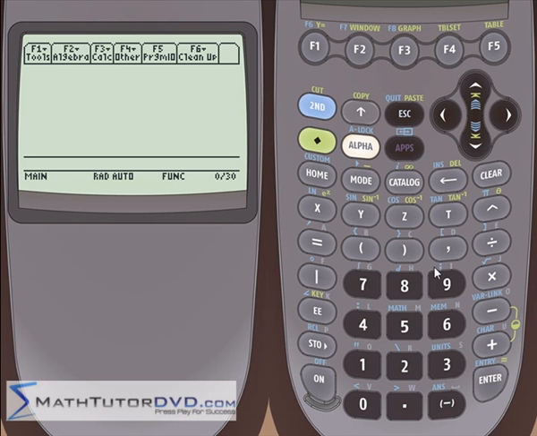So the main thing to note is that anytime you do division in this calculator with the division symbol here, like 7 divided by 8, most calculators would go ahead and put a decimal as the answer. But the TI-89 is basically going to keep it as a fraction.